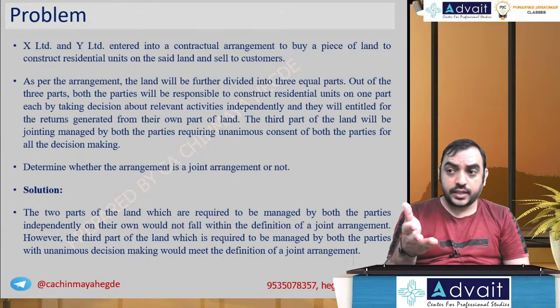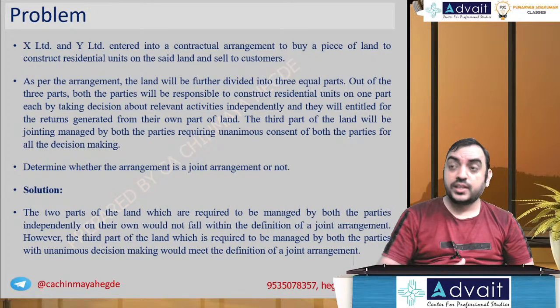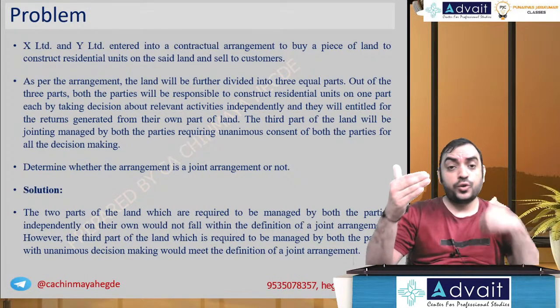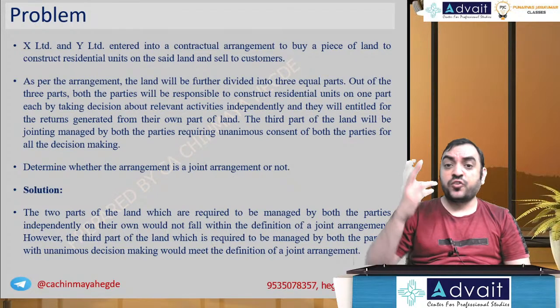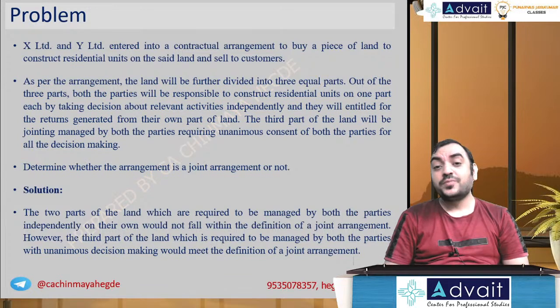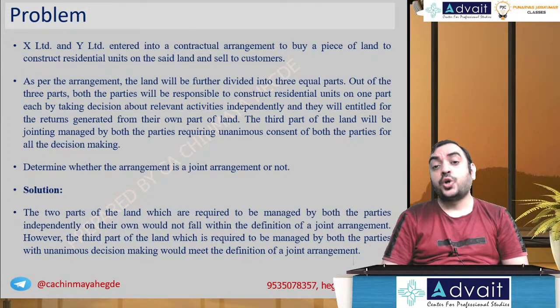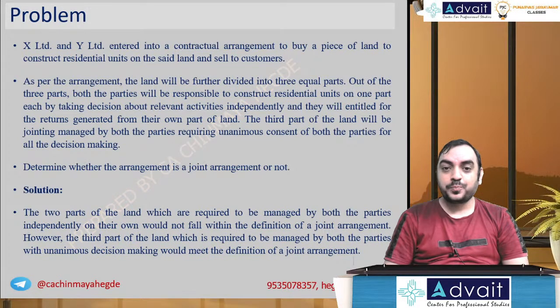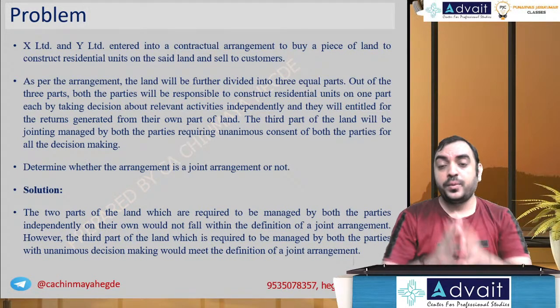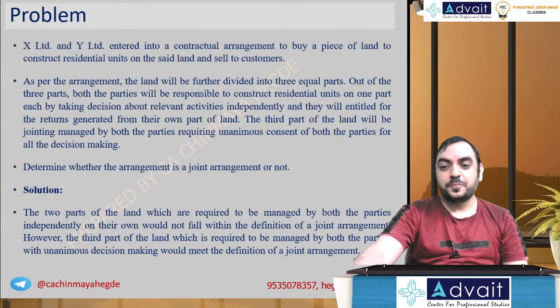And this can be a slightly different thing. In some other problem, there might be floors. You have three floors. First floor, one person controls. Second floor, the other person controls. The ground floor, both the people need to have unanimous consent. So the ground floor will come under joint control, joint arrangement. Hope you're able to make that combination problem. So hope you understood. I'll go further.